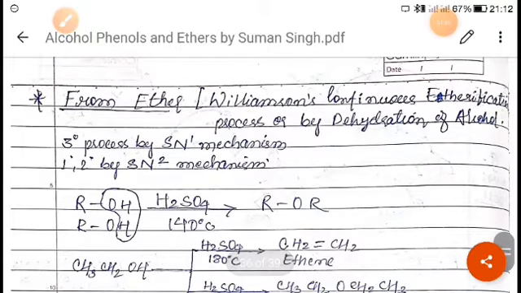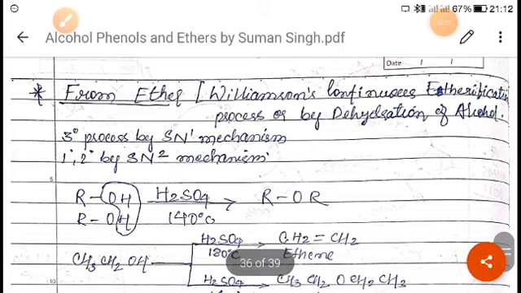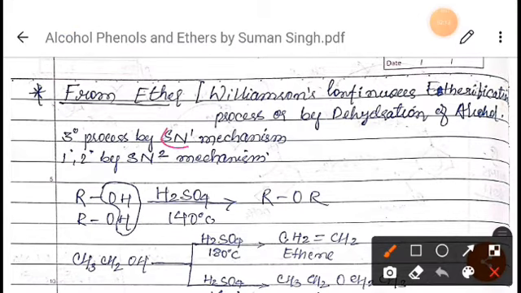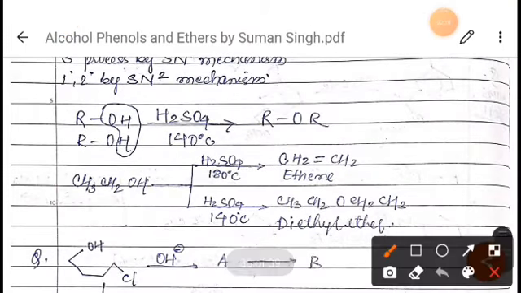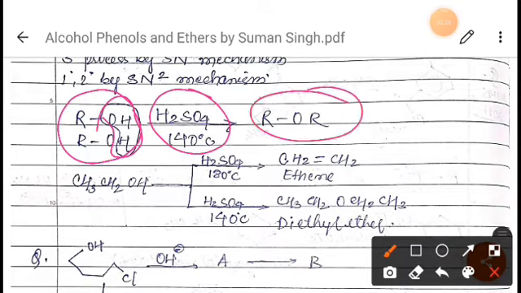Now next is from ether. From ether, this is also called Williamson continuous etherification process, or by dehydration of alcohol. So here, when there is a 3 degree, this will proceed by SN1 mechanism. When there is 1 degree and 2 degree, it will proceed by SN2 mechanism, as I have already told you. So here, when we are taking ROH and ROH in presence of H2SO4 at 140 degrees Celsius, exactly 140 degrees Celsius, H2O will come out from the reaction, and we will get ether, right?